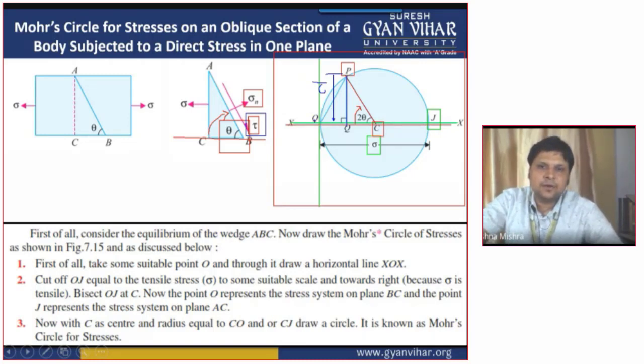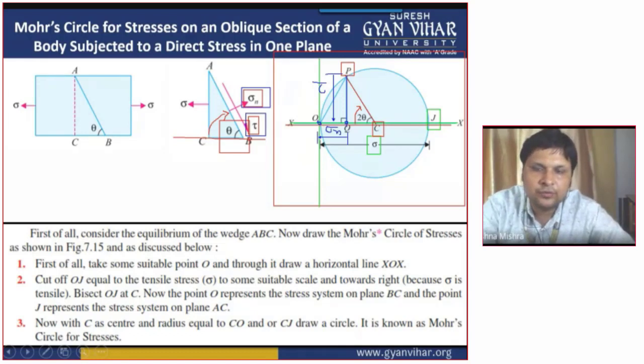And now when you measure this distance from O to Q, students, from here to here, this distance will give you the value of sigma n which you have to calculate. You measure the distance from this point O to this point Q. So this OQ will give you the value of sigma n. Sigma n and tau. In this way you can calculate, students.